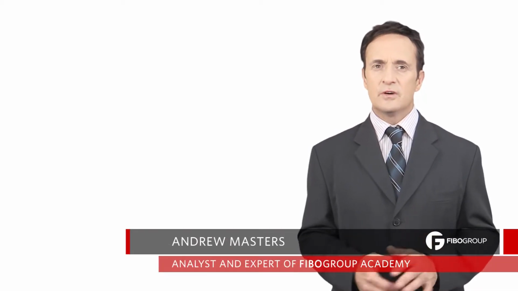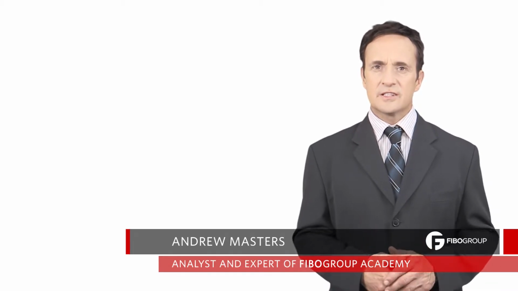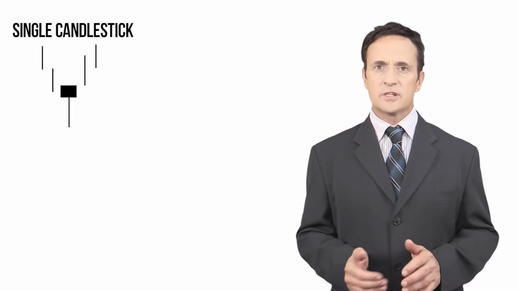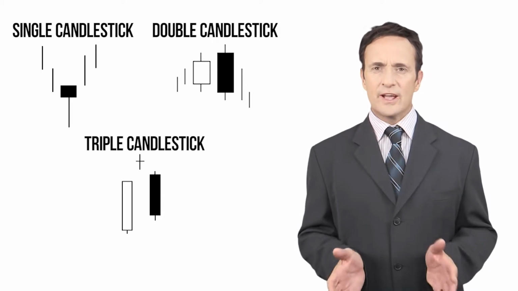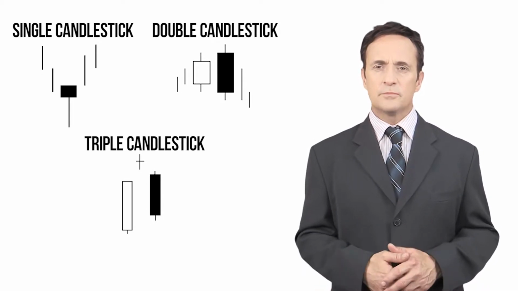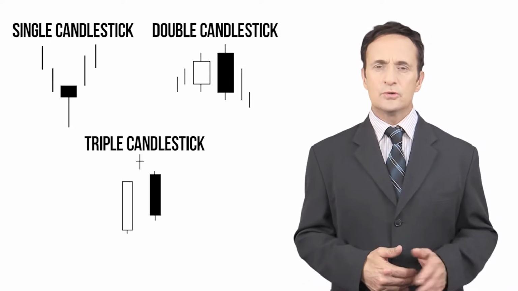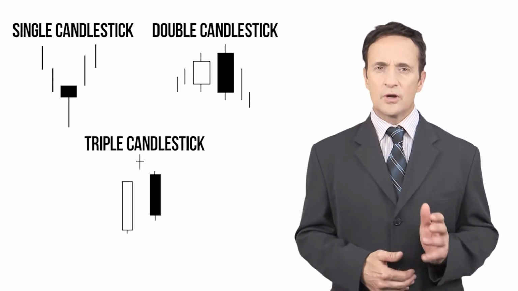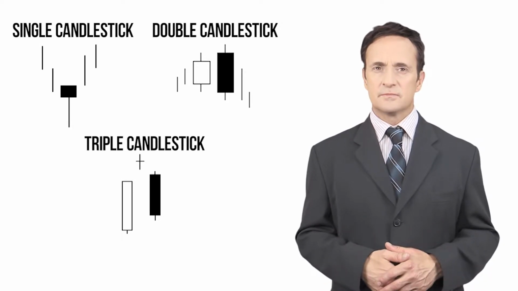In this video, we'll talk about the types of candlestick patterns, particularly the single candlestick ones. The candlestick analysis is quite simple. The patterns are divided into single candlestick, double candlestick, and triple candlestick. Single candlestick patterns are those formed with one candlestick only. Correspondingly, 2 and 3 candlesticks are required to form double and triple candlestick patterns.